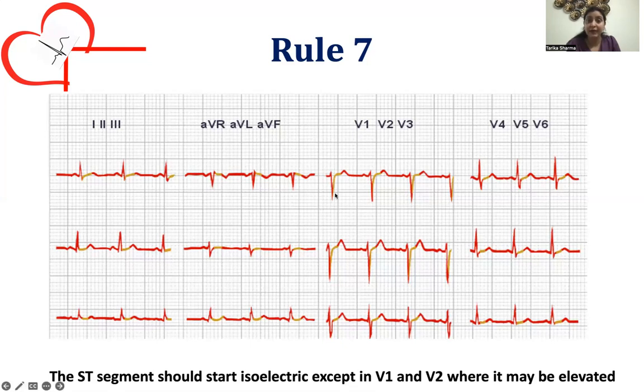Here you can see you have the V1 here and here you have the V2. So V1 और V2 में क्या होगा? Here you can see the ST segment is starting above the isoelectric line. और यहाँ पे भी आप देखो the ST segment is starting above the isoelectric line. So this is normal. ठीक है, अगर V1 में और V2 में ST segment आपका isoelectric line से ऊपर start होता है, it is normal. You will not be calling it as STEMI. But अगर बाकी leads में it is like starting above the isoelectric line except V1 and V2, it might indicate any kind of myocardial ischemia also, right?